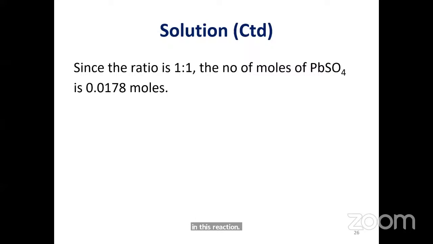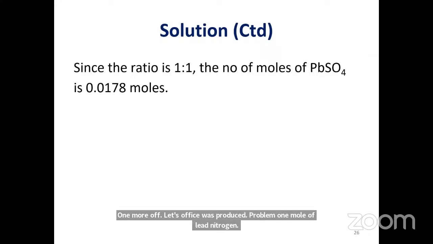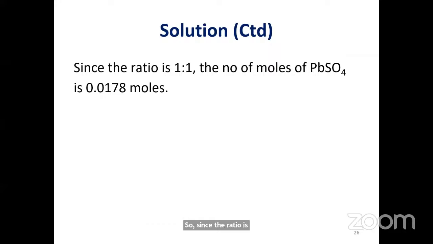Now, from the equation of reaction, 1 mole of lead sulfate was produced from 1 mole of lead nitrate. So, since the ratio is 1:1, it means from 0.0178 moles of lead nitrate, we also produce 0.0178 moles of lead sulfate, going by the balanced chemical equation.